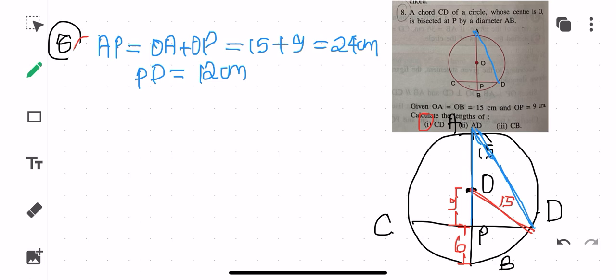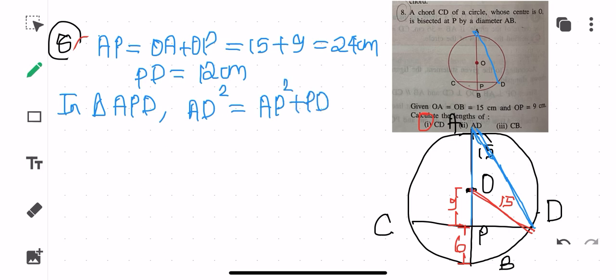So now what we'll be writing, in triangle APD, of course it's a right angle triangle, children. So you will be writing what? AD square will be equal to AP square plus PD square. And this is by what? This is by Pythagoras theorem. Of course, children, you know that this is by Pythagoras theorem.